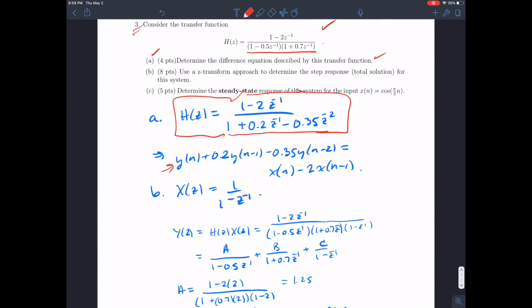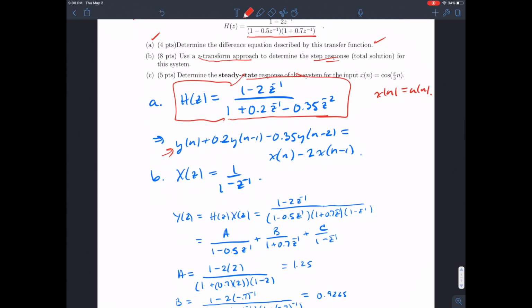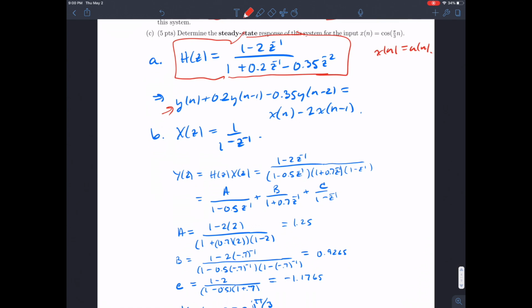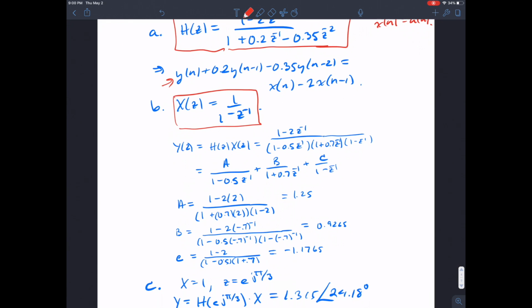In part B, you're supposed to use a z-transform approach to determine the step response. Okay, step response means x of n is a unit step. So what we know is if x of n is a unit step, you can look this up in the z-transform tables. You probably even have it memorized that X of z is this result.